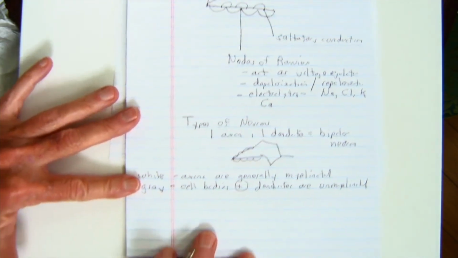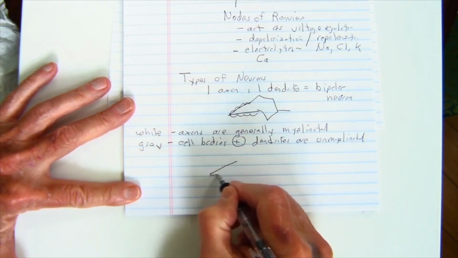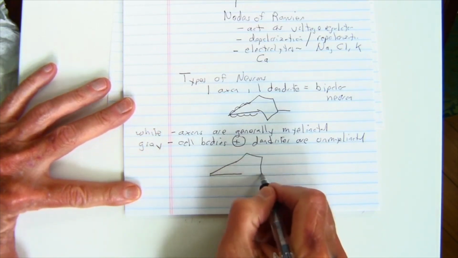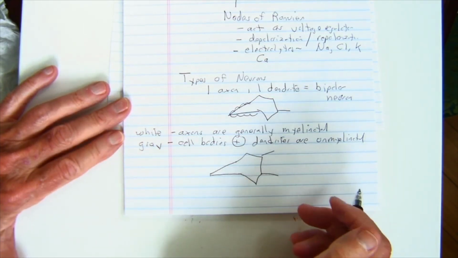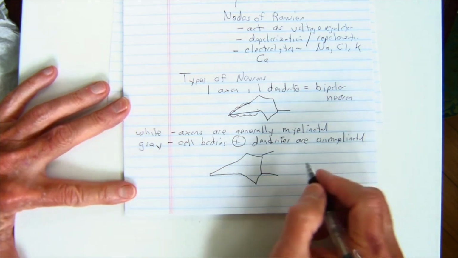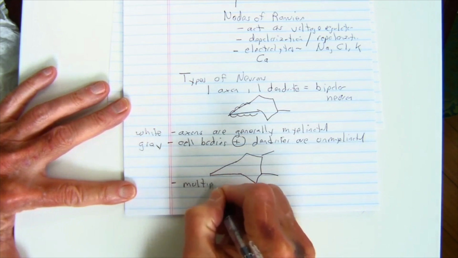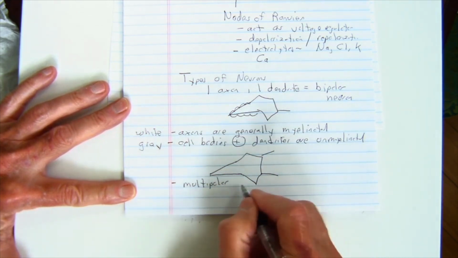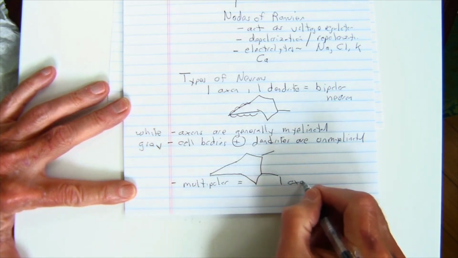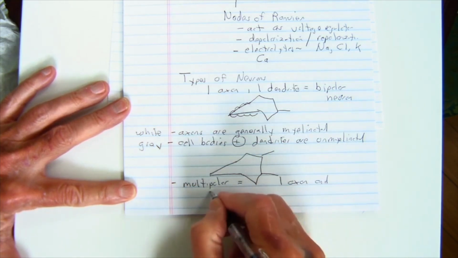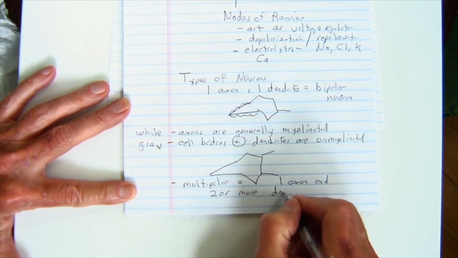So now if I said there's one axon, a cell body, and this one has two dendrites, we're going to say that that's a multipolar neuron. So a multipolar neuron is going to be one axon and two or more dendrites.